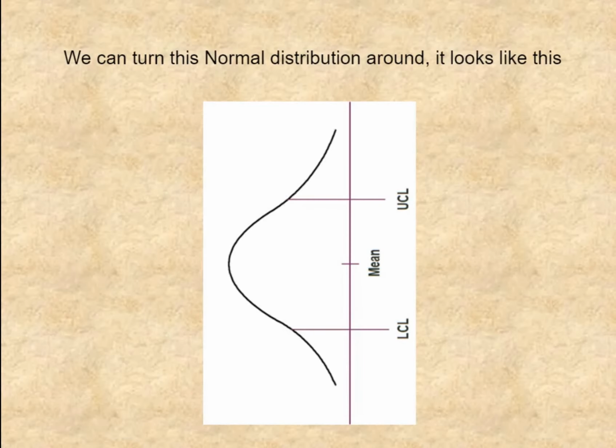Later on, we can turn this normal distribution around. So we turn it 90 degrees, from horizontal to vertical. It will look like this, and we need to show that in the run chart. For now, let me just say that if we turn it around, it still works the same way. Just don't be surprised when we turn something from horizontal to vertical.